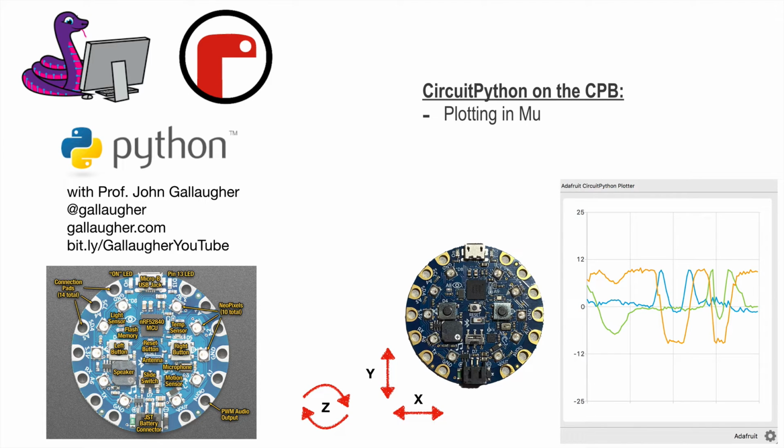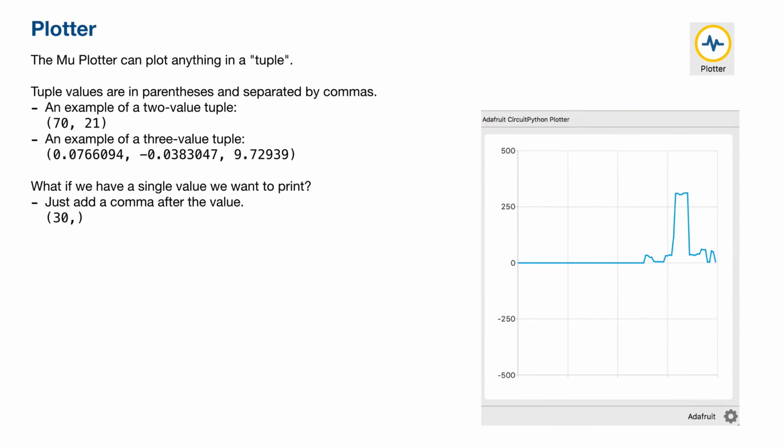We're going to be covering plotting in Mu, and we're going to use the accelerometer, which can sense motion along 3 different axes. So, Mu has a plotter built into it. It can plot anything which is a tuple. Some call these tuples, tuples, same.